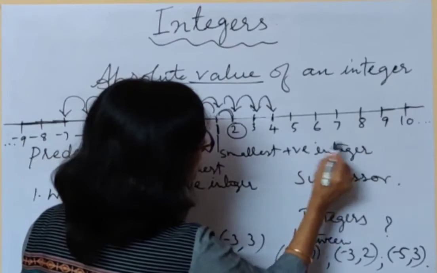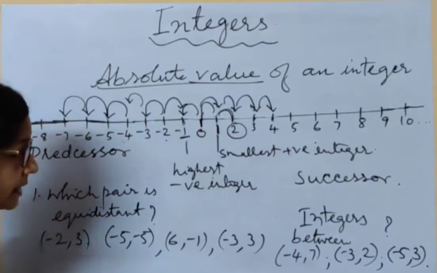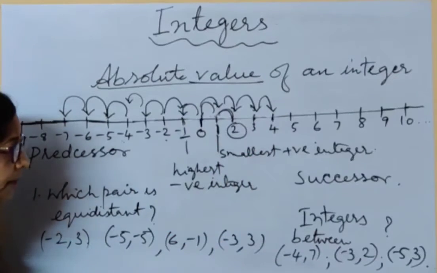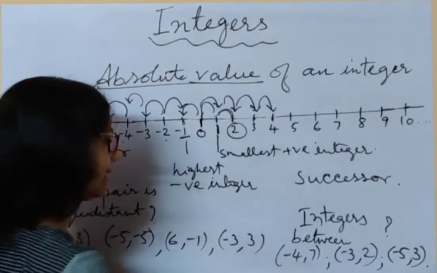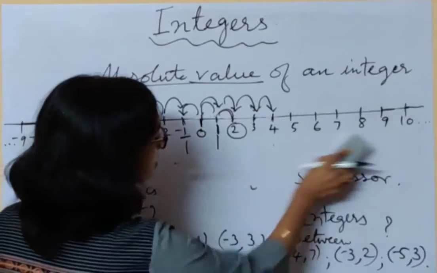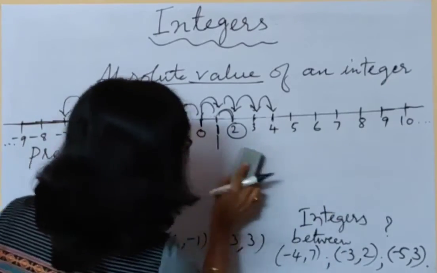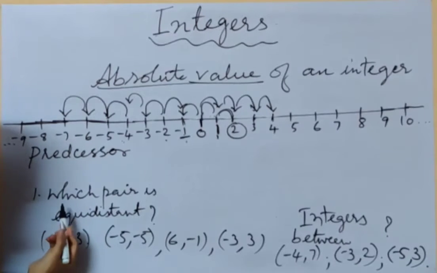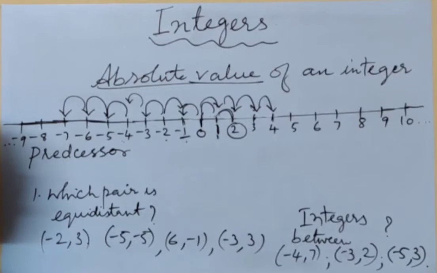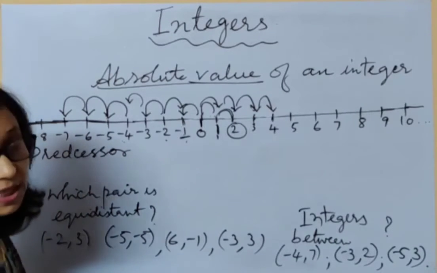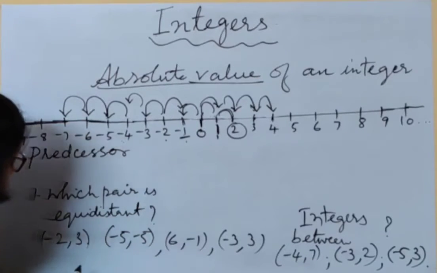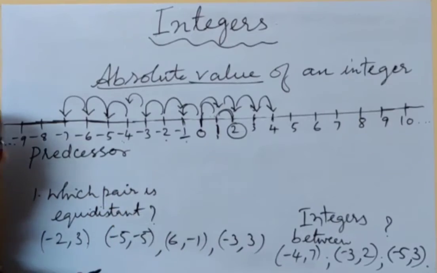So now we know how to find the absolute value of an integer. We understood the predecessor, and how to find the successor for both positive and negative numbers. Now let us find some more answers to these questions. I have taken one question: which pair is equidistant from 0, or equidistant to each other?